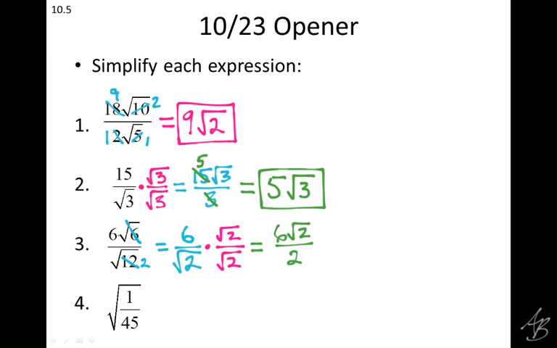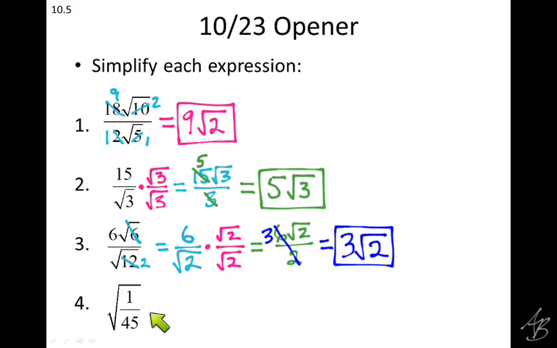Are we done? No, we've got one more thing to do, right? Kind of like the last one, when we reduced the 15 with the 3, we can reduce the 6 with the 2, and we can actually divide those and get 3. So we end up with 3 square root of 2.